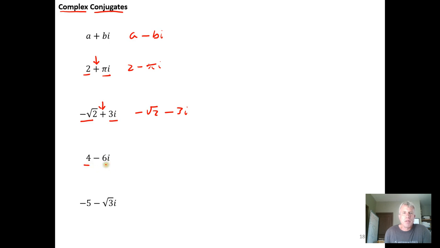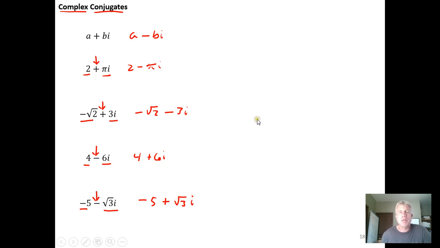We got the real part, the complex part, change the operator that separates them, so 4 plus 6i, and now I have the complex conjugate. The real part, the complex part, subtraction is the operator in between the real and the complex part, change that operator, and I have the complex conjugate.